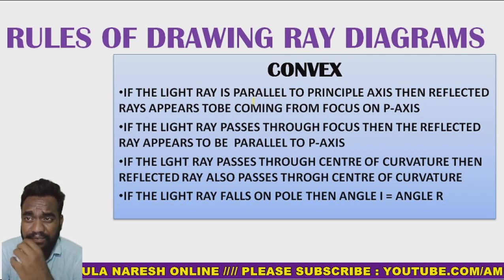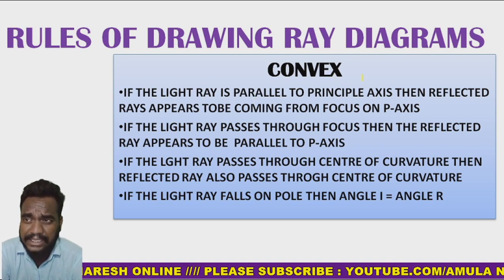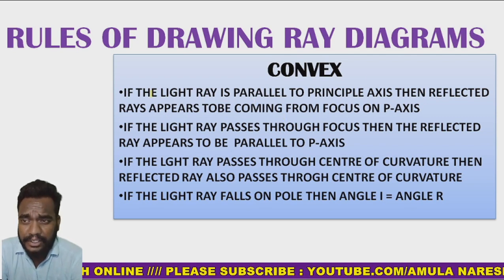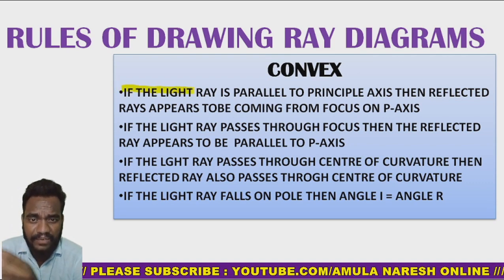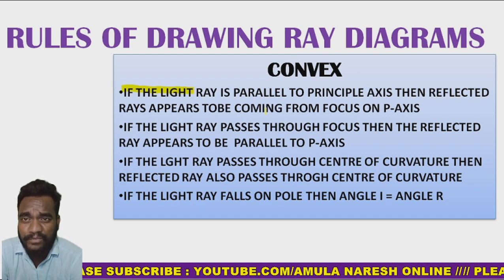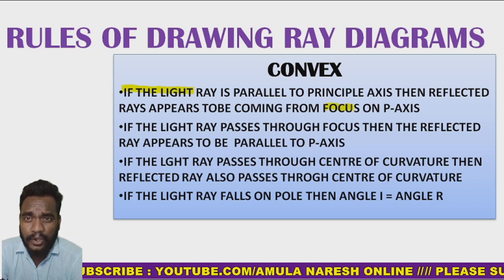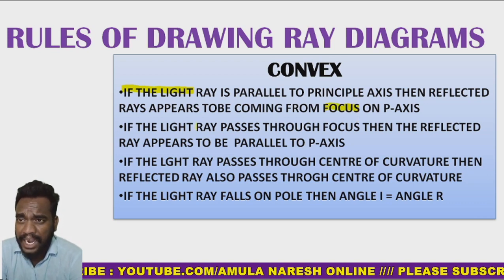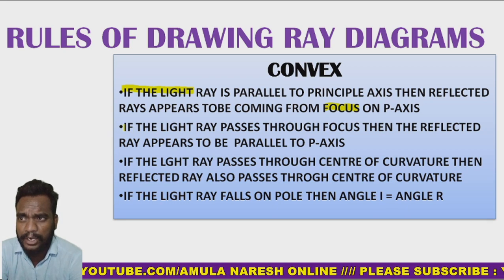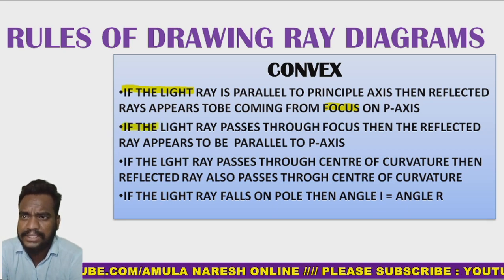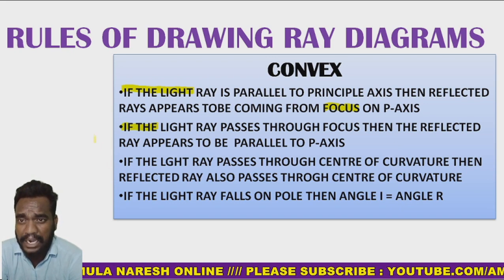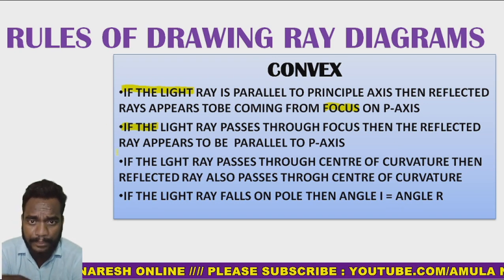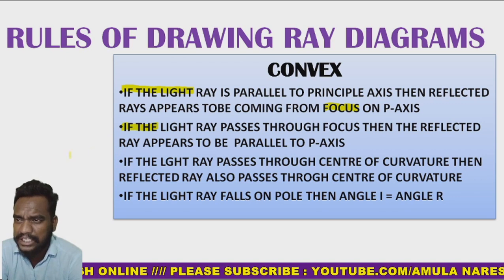Regarding the convex mirror, as we discussed earlier, if the light ray is parallel to the principal axis, the reflected ray appears to be coming from the focus of the convex mirror. If the light ray passes through the focus, rule number 2, then it will come back parallel to the principal axis.